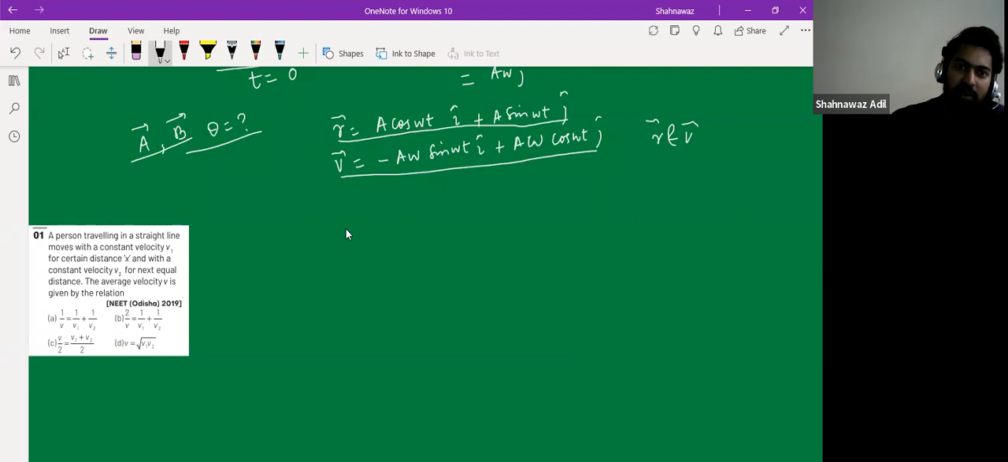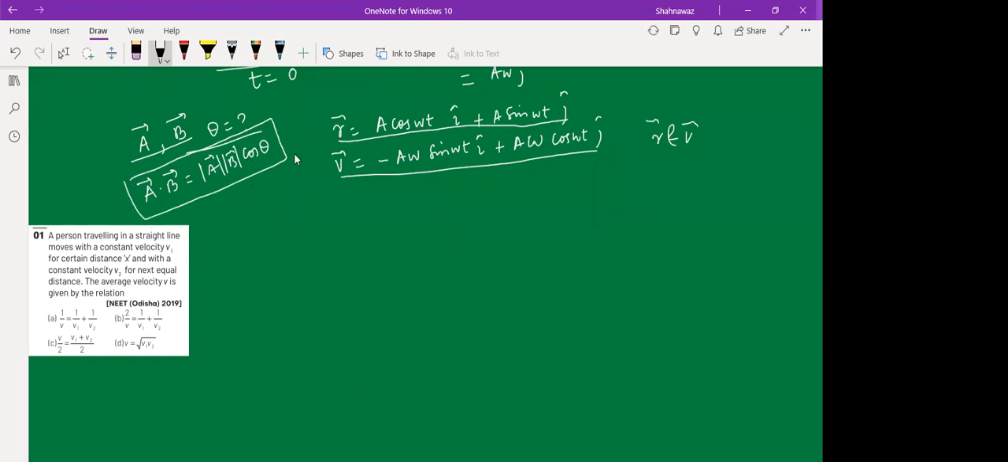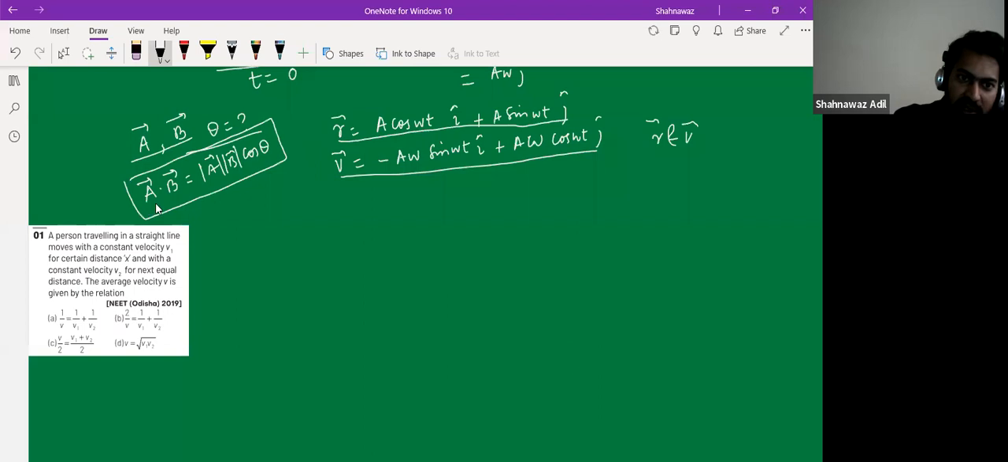So what property will you use? Any idea? You know that A dot B is what? Okay. Do you remember this? Yes, sir. And from this R and V, can you calculate A dot B?